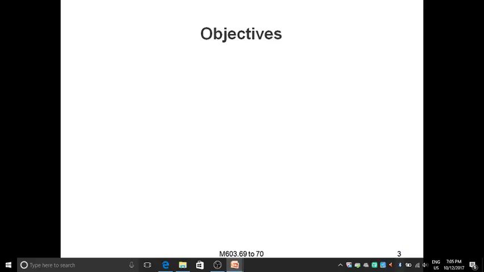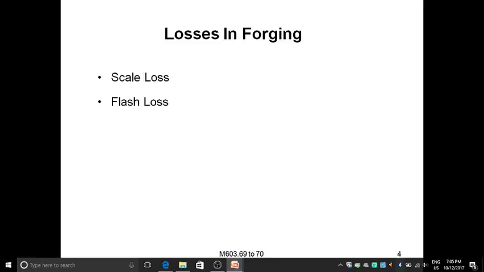The objective of this slideshow is to discuss flash losses and scale losses, that is, what are the different losses which occur in forging. This is one of the manufacturing methods in mechanical engineering. In forging, you have different losses that you can see on the screen: scale losses, flash losses, tongue hole losses, sprue losses, and finally shear losses. We will go through all these losses briefly, and then go to the problems directly.